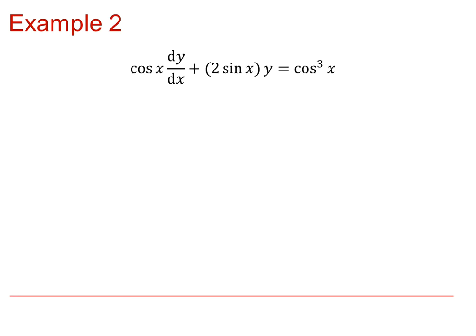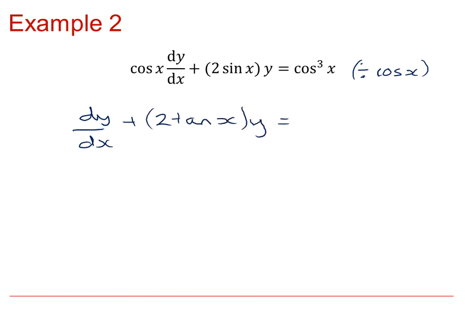In the second example, it's not quite in the right form yet. We need to divide through by cos x. This would give us dy by dx plus 2 tan x times y equal to cos squared x. Now that it is in the correct form, we can see that p of x equals 2 tan x, and q of x is cos squared x.